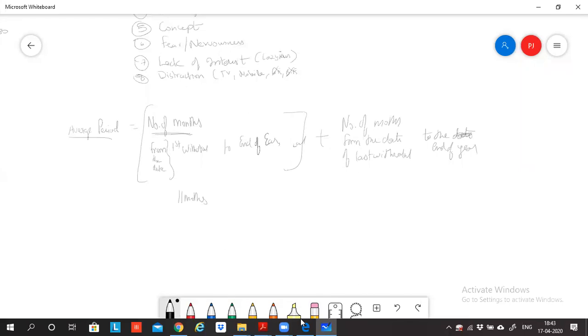So here they say the number of months from the date of first withdrawal to the end of the year. The money is withdrawn on 30th April. From 30th April till the end of the year, 31st March, 11 months, this 5,000 rupees is being enjoyed. Similarly, I have to add the number of months from the date of last withdrawal. When is the last withdrawal happening?